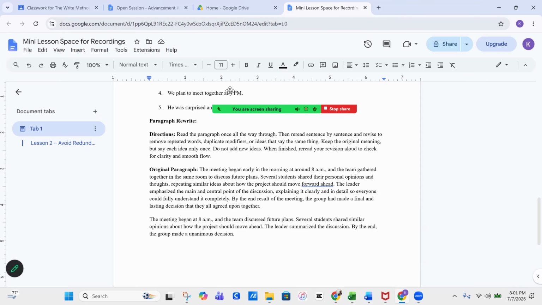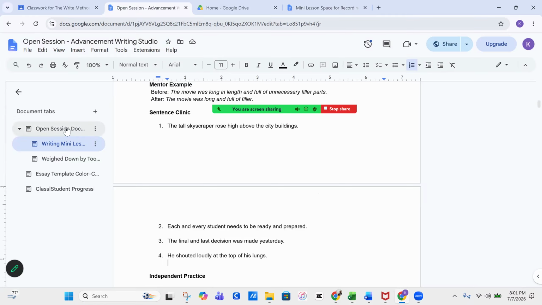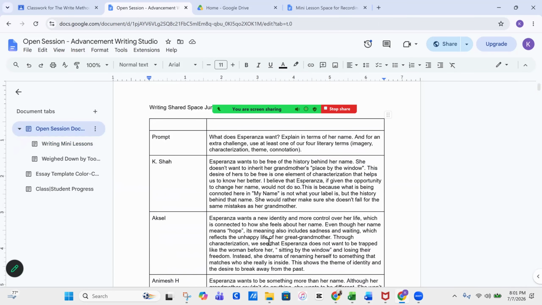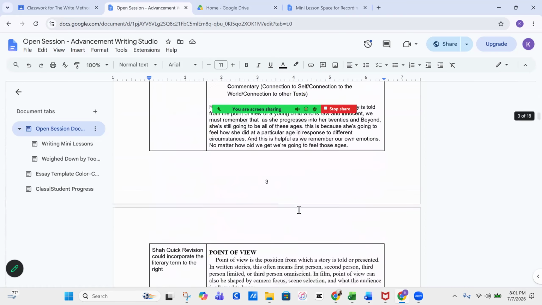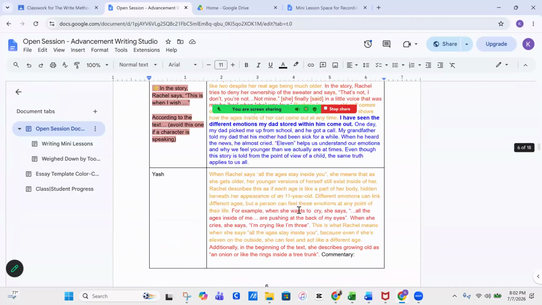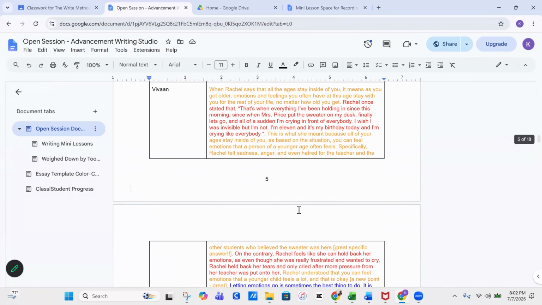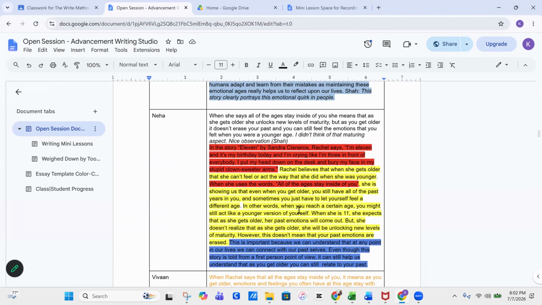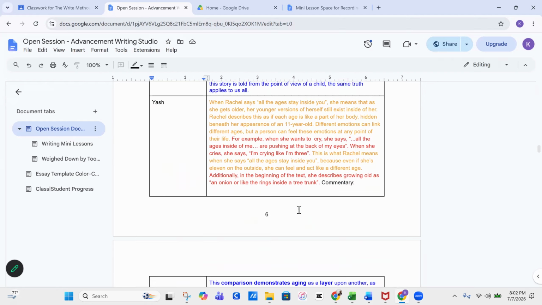So go back to your open session document. Look at your writing. And I mean, I could show you any writing at random. Look at how long this is. I'm not trying to criticize anyone. I'm just looking at your writing. Okay. We're just looking at your writing, not you. We're not judging you at all. We're recognizing you have the skills to be able to make this happen.